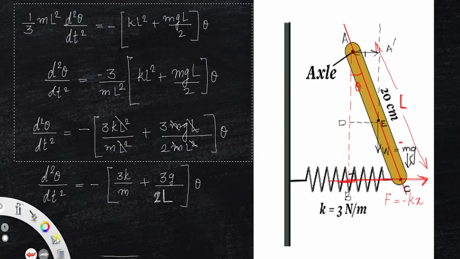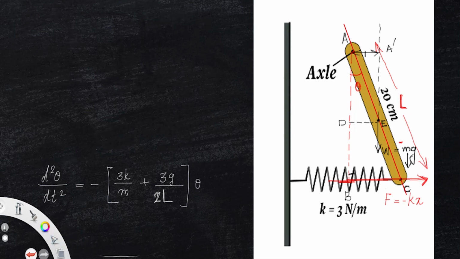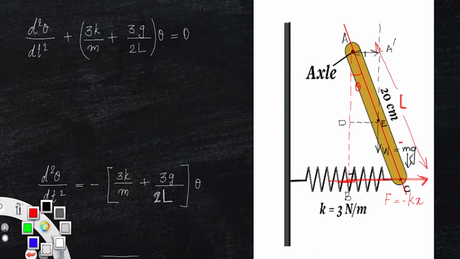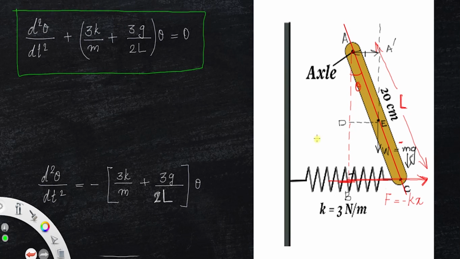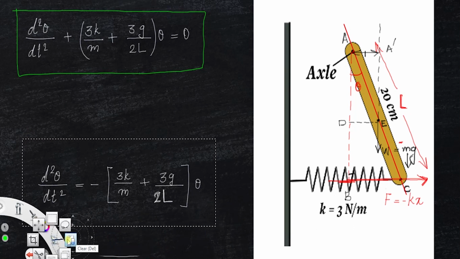So you can take this value, or this is the expression, you can write this way also: d²θ/dt², taking this to the left, plus 3k/M plus 3g/2L times θ is equal to 0. So this is the equation of motion of the rod. Clear? Now you need to find the time period of oscillation.